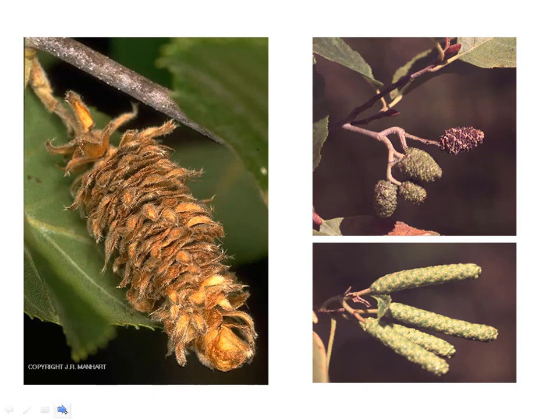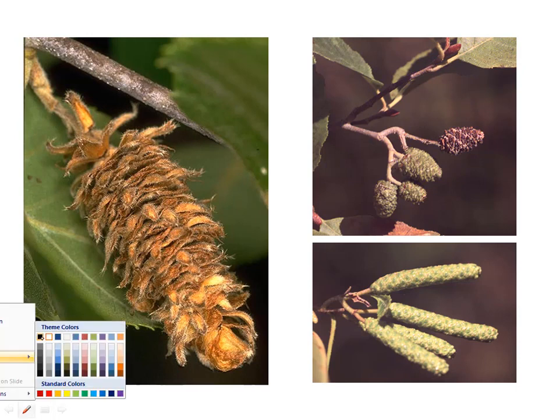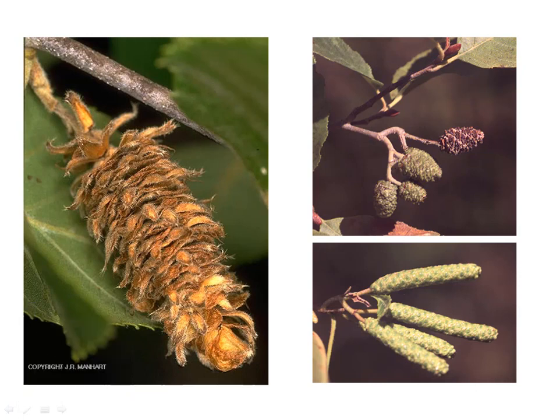Here's another example of some catkins, and this is still in the same family, but we can see this is a female here, male here, and female here. And again, you see that there is a superficial resemblance to what we would expect to see in the gymnosperms, or what we do see in the gymnosperms.